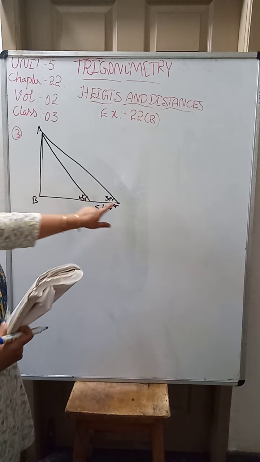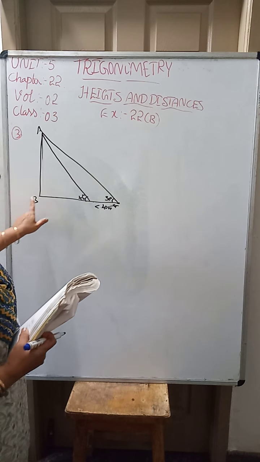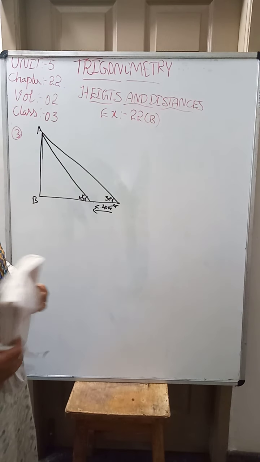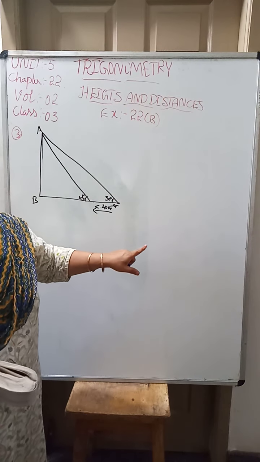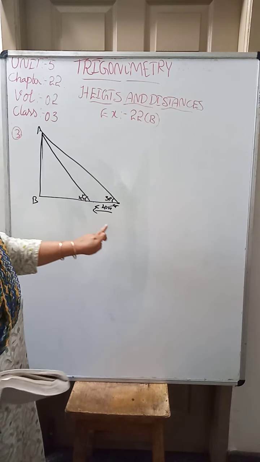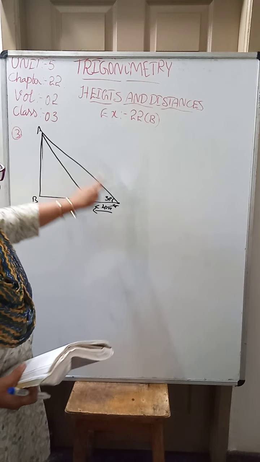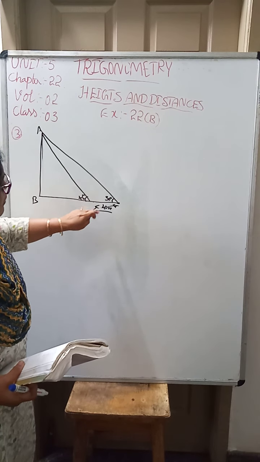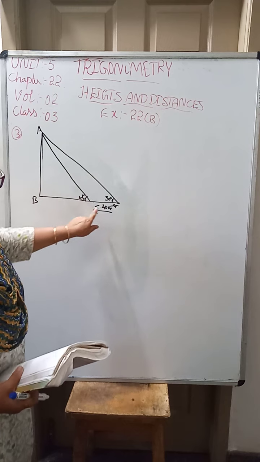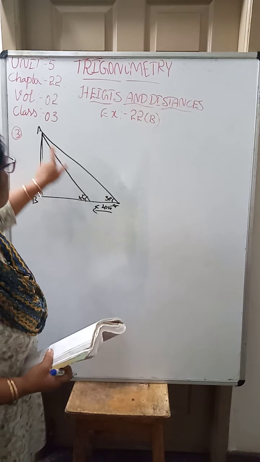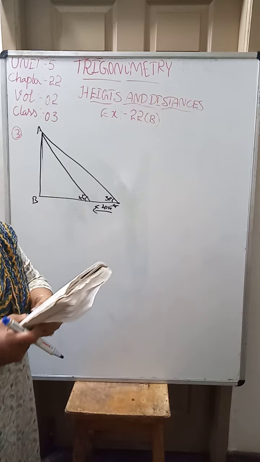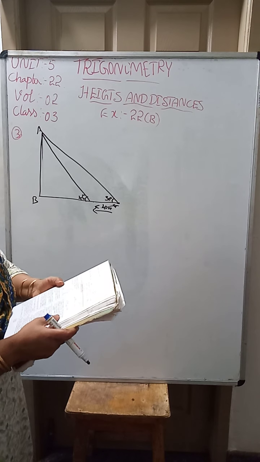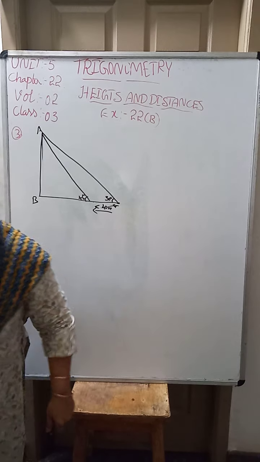AB is the building. The person walks towards the foot of the building. He moves 40 meter towards the foot of the building. At the beginning, when he saw the top of the building, it was with angle of elevation 30 degree. When he moves 40 meter and he observes the top of the building, the angle of elevation will be 45 degree. Now here we have to find the height of the building.